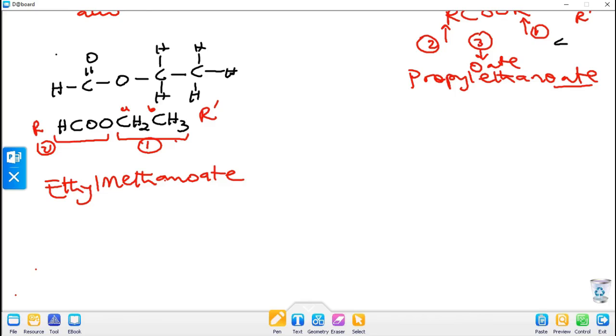The most important thing when you're naming an ester is to check for the number of carbon atoms after the COO. Then you return to the COO part and check how many carbon atoms are there. This determines how the naming will go, and then you end with OATE. So let us take another example. Let us look at the other example.